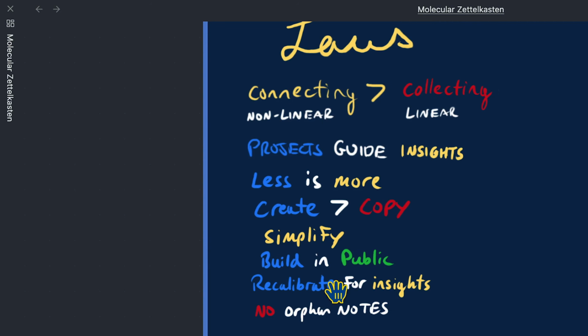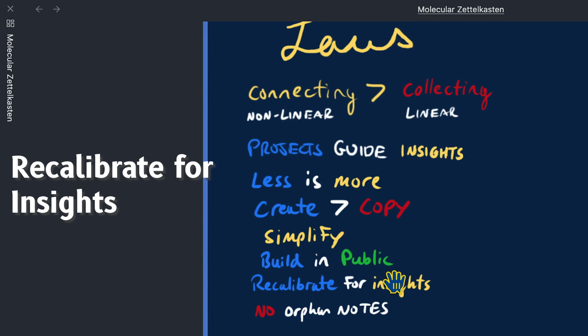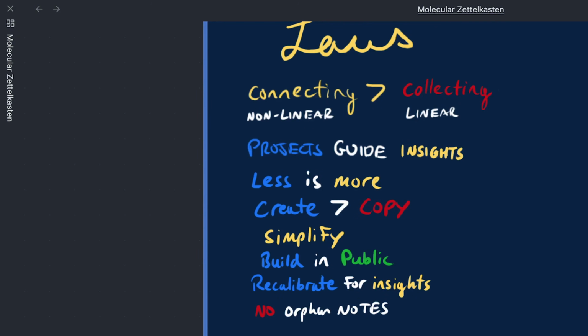And related to simplification, we want to recalibrate for insights. What I mean by that is as you go through and as you start to build out your molecular slip box, your thinking box, you might find that one type of system works better than another. If that's the case, go with it. The whole point here is that we're trying to experiment for a way that works best for you. You want to follow your own intuition and then recalibrate your system as you identify those key moments of intuition.